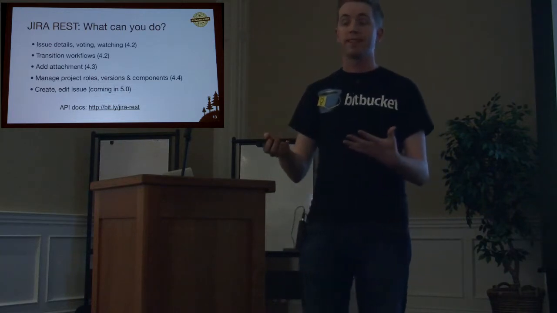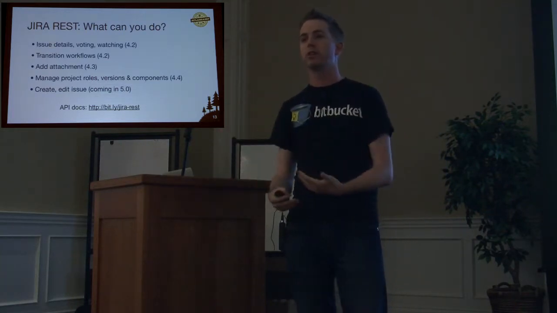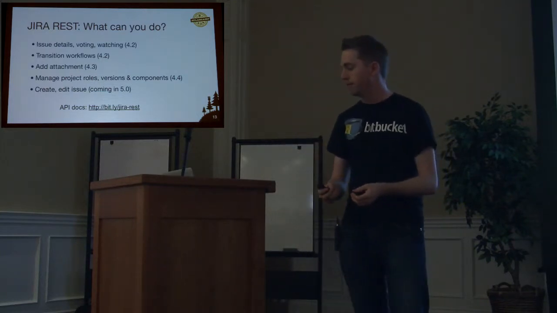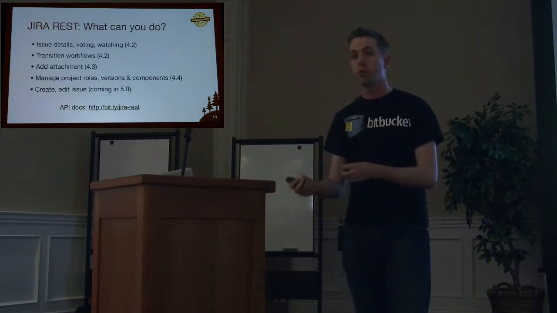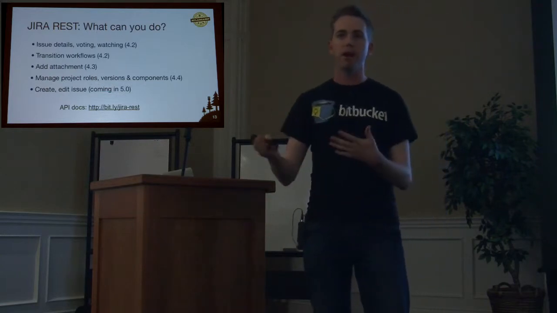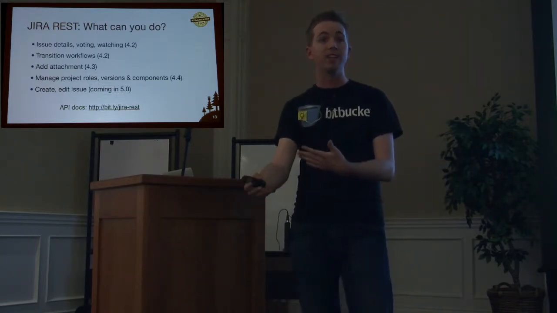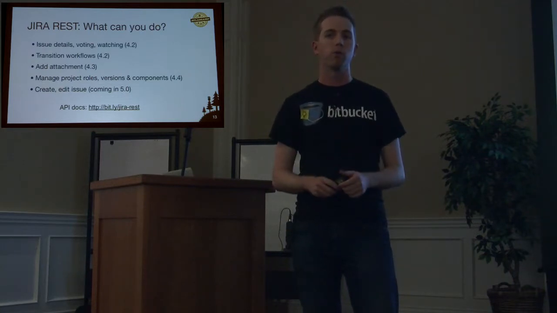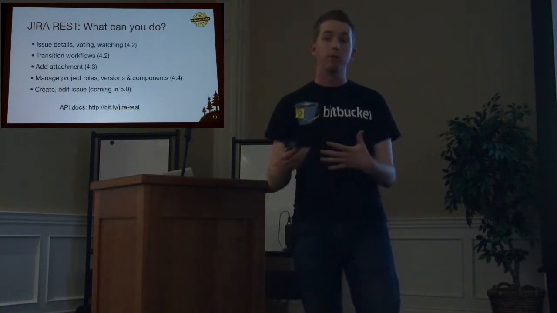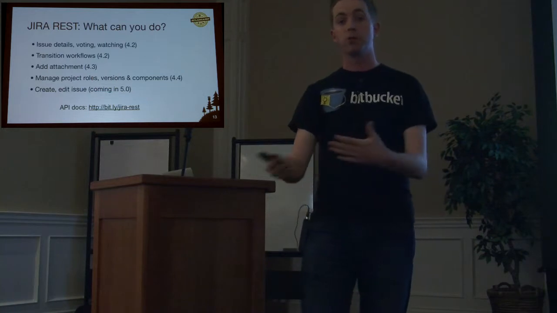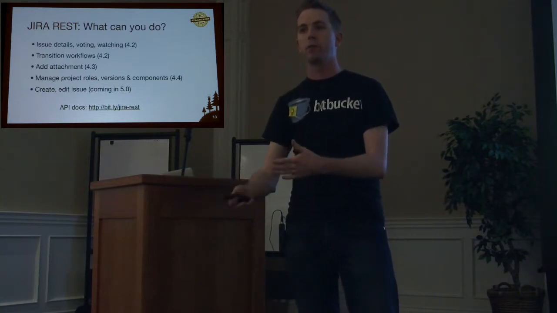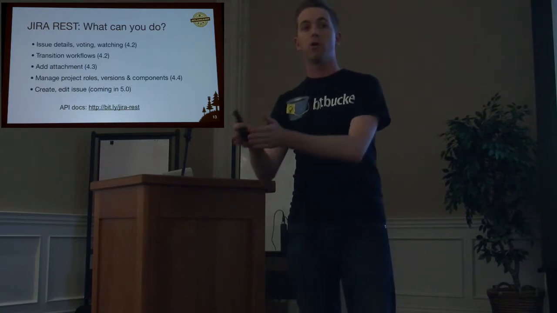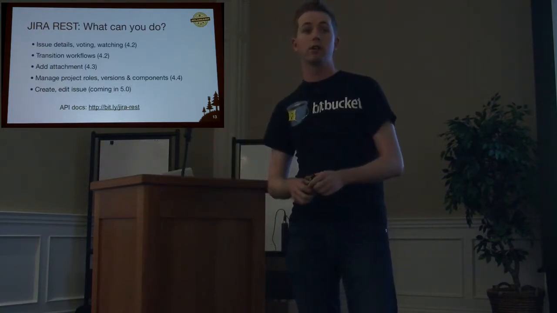So what can you do with the REST API? Well, it's growing as we go along. Back in 4.2, we added the original REST API for issue details, voting and watching. What you might remember is that was when the UI in JIRA changed to introduce the new UI in 4.2 for voting and watching. Likewise, in 4.3, when we added attachment support, that was because of the new attachment UI required in the product. So over the last 3 or 4 versions, we've been adding things as they've been required in the product to build a new feature.